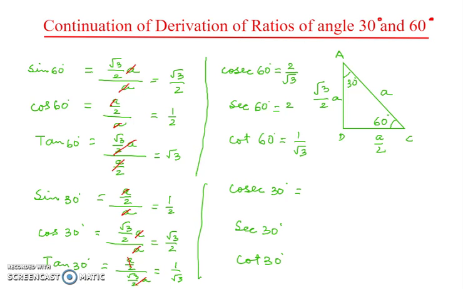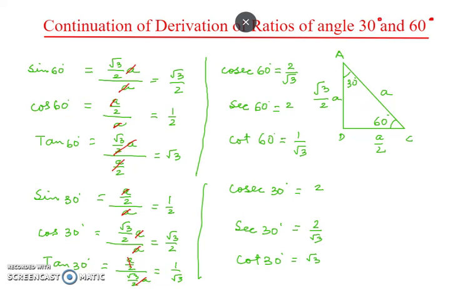Right? So sine 30 is 1 upon 2, so cosec 30 will be 2 upon 1, that is 2. In the same way cos 30° is root 3 upon 2, so secant of 30 will be 2 upon root 3. Tan 30 is 1 upon root 3, so cot 30 will be root 3 upon 1, that is root 3. I hope you have understood the derivation for 45°, 30° and 60°. 0° and 90° we will take up in the next session.